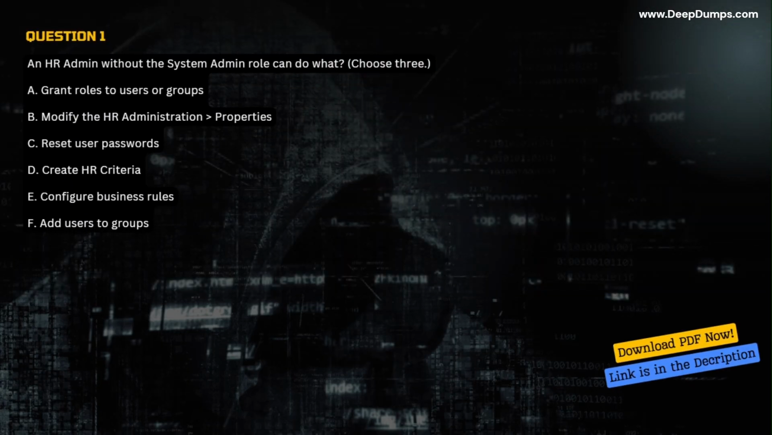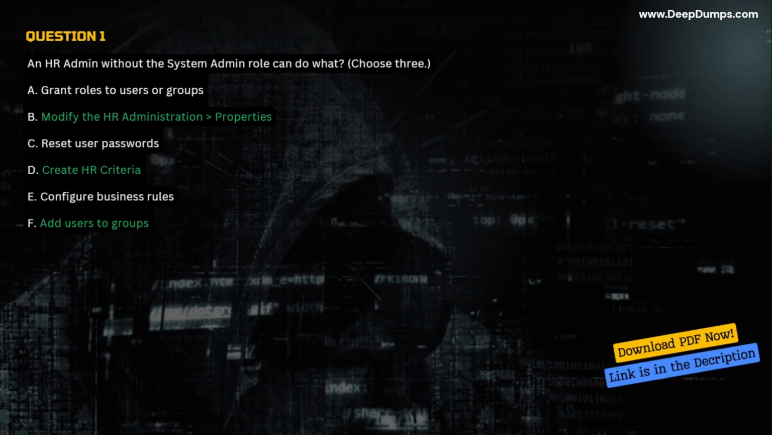Question 1. An HR admin without the system admin role can do what? Choose 3. A. Grant roles to users or groups. B. Modify the HR administration properties. C. Reset user passwords. D. Create HR criteria. E. Configure business rules. F. Add users to groups.